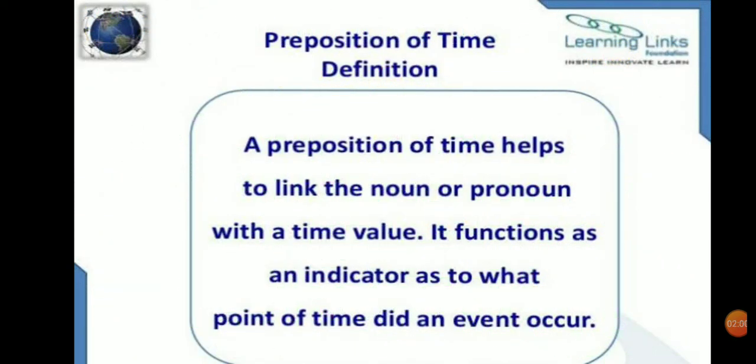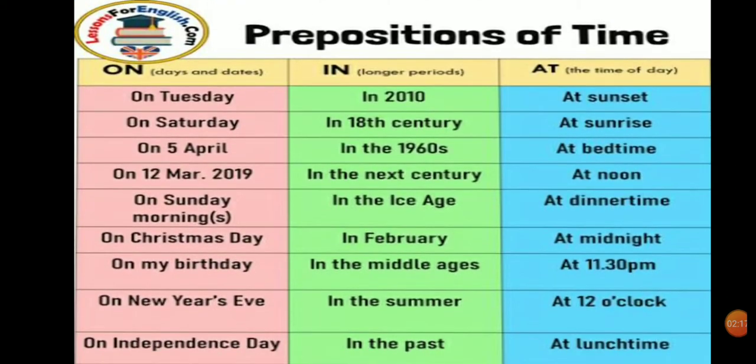Next is preposition of time. A preposition of time helps to link the noun or pronoun with the time value. It functions as an indicator as to at what point of time an event occurred. For showing the time, we use on, in, at. We use on for days and dates. Example: on Tuesday, on Saturday, on 5th April, on 12th March 2019, on Sunday mornings, on Christmas Day, on my birthday, on New Year's Eve, on Independence Day.